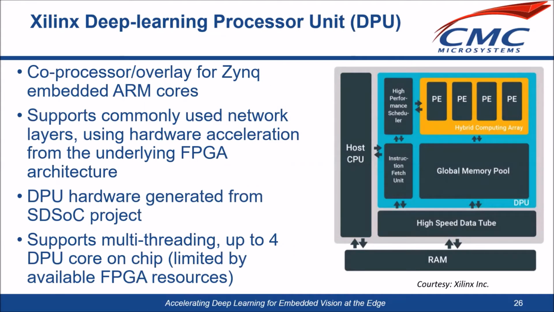The Deep Learning Processor Unit, or DPU, is a coprocessor for the embedded ARM core that's on the Zynq UltraScale MPSoC chip. It offloads commonly used network layers to be accelerated in the FPGA fabric rather than running in software. The DPU supports multi-threading, and depending on the Zynq chip selected, can support up to 4 DPU cores on a chip. For example, the Zynq part on the ZCU102 board can support 3 DPUs.